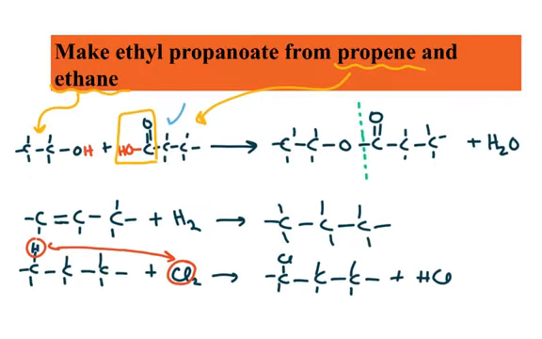And now I've just created the second ingredient that I needed, and now that I have those two ingredients, I can put them together, and this will be the very last step. Once I've made the two ingredients I need, I'll put them together and turn it into the ester and water.